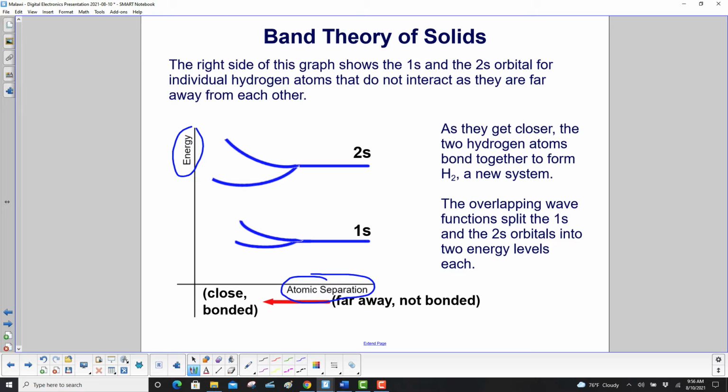The right side of the graph shows the 1s and the 2s orbital for individual hydrogen atoms that do not interact. They're too far away from each other. See the atomic separation? They're way far away from each other. As they get closer, the two hydrogen atoms bond together to form H2, a new system. We now have overlapping wave functions that will split the 1s and the 2s orbitals into two energy levels each. So the 1s now, for the combined hydrogens, you have two energy levels there instead of just the independent one when you had one atom. And over here, 2s, you have two energy levels where you used to have one.